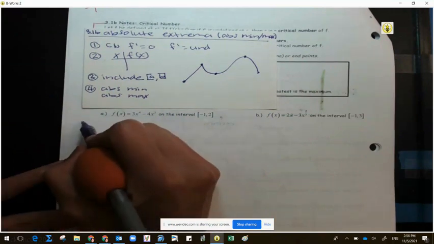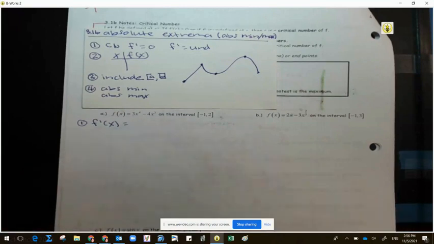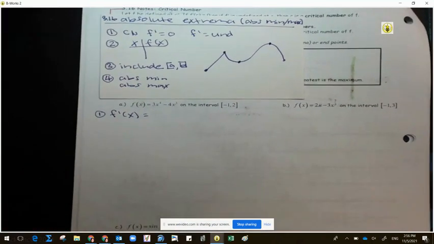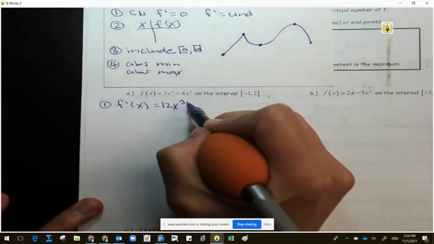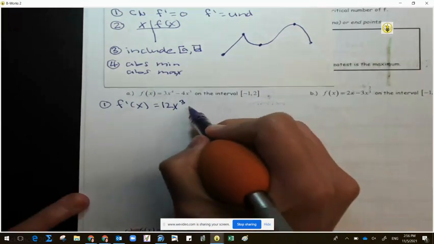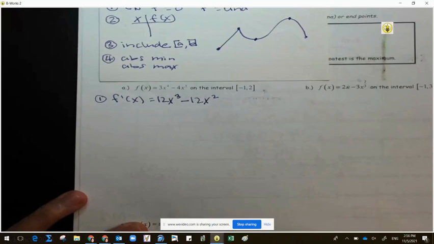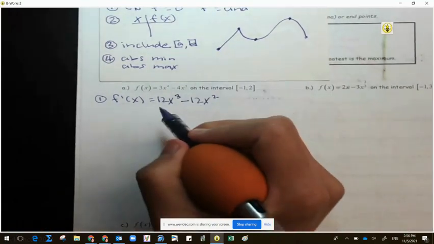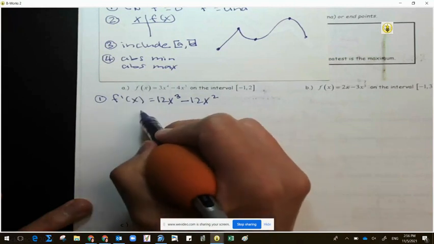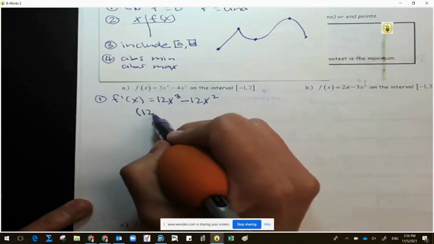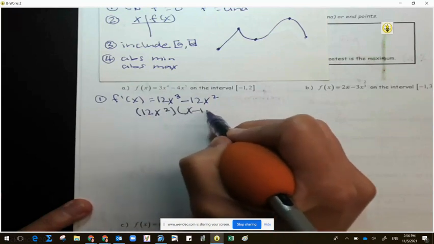Step number 1, you need to find the derivative. So f prime of x. What is the derivative of the first component here? 12x cubed. 12x cubed. Very good. And what about the second component? Minus 12x squared. And then we're going to set this equal to 0. But before I do, let's factor. Between these two, I have 12 and x squared to factor out. So I have remaining x minus 1.